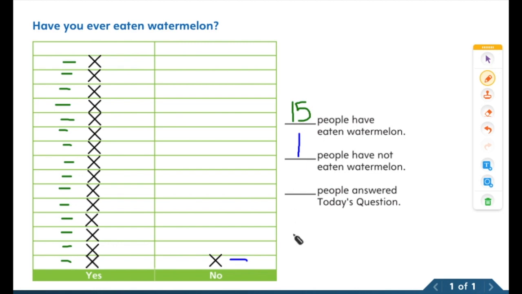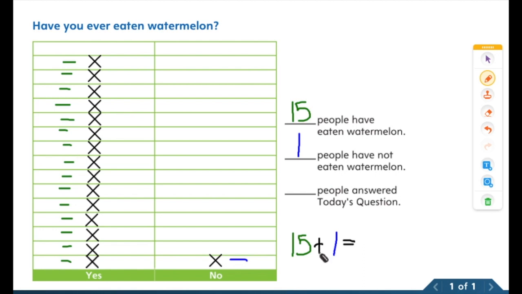So let's think about our number sentence. 15 people have eaten a watermelon. One person has not eaten a watermelon. We want to know how many people answered today's question. Are we going to have plus or minus? All together is an addition problem. Yeah, good job, friends. It should be plus.